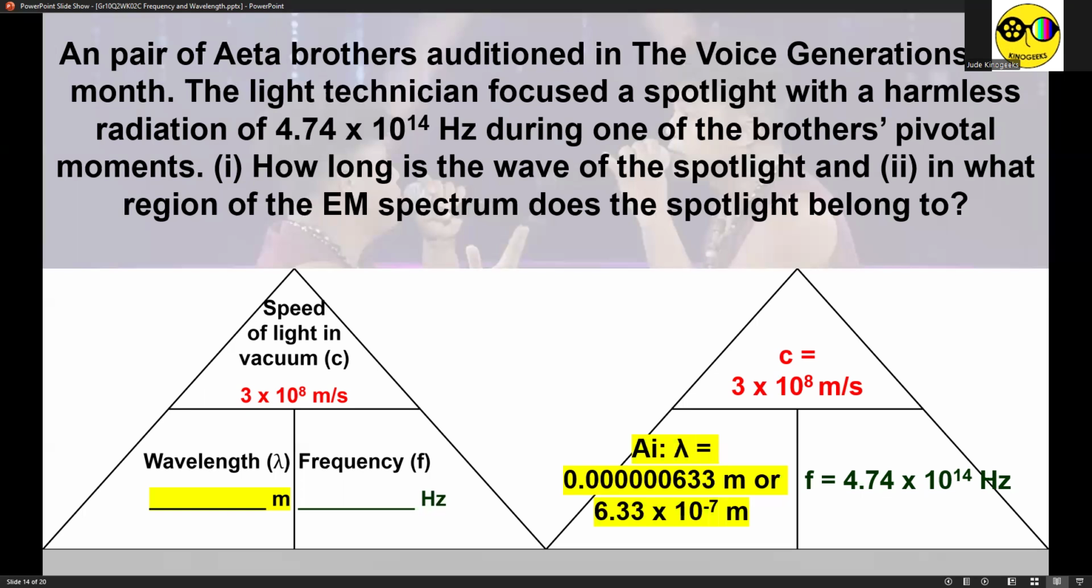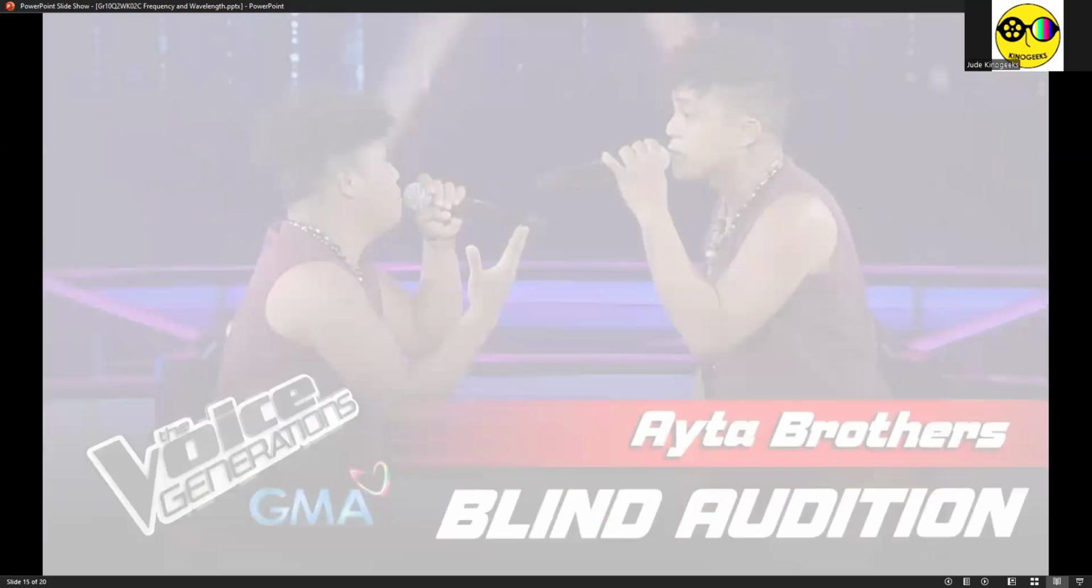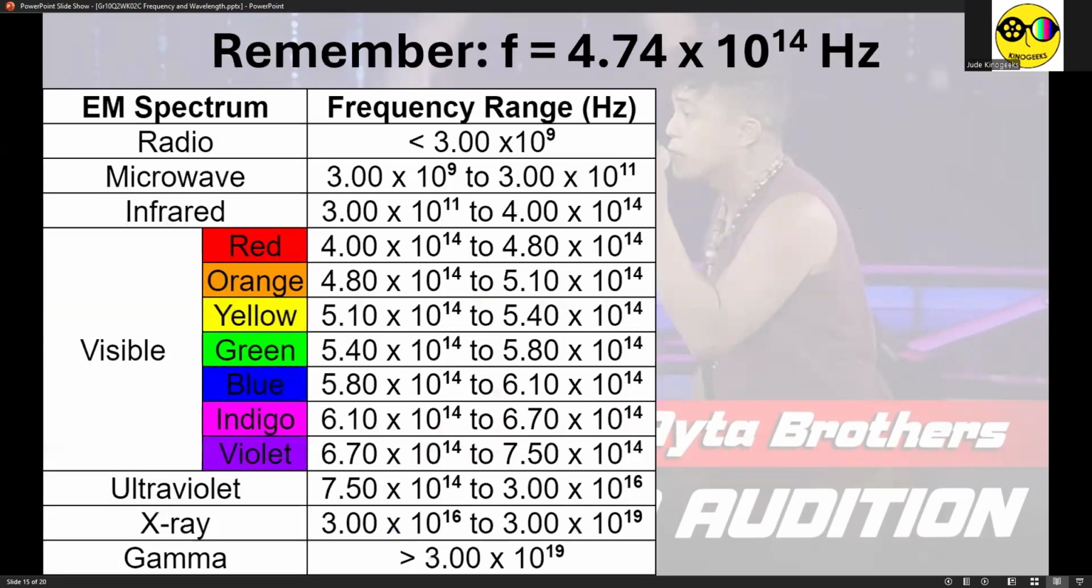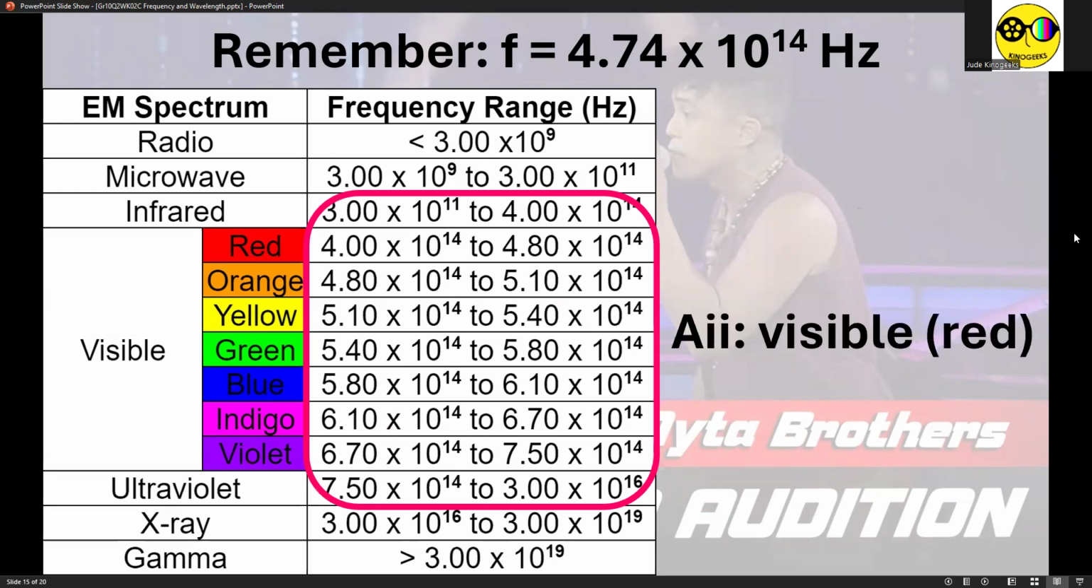Right. Now that we completed the pyramid, it's time to interpret the frequency of the spotlight. So remember, it's 4.74 times 10 to the power of 14 hertz. And according to the frequency range table, that falls somewhere from infrared down to ultraviolet. But a spotlight is under the visible spectrum. And the specific color for that will be red.